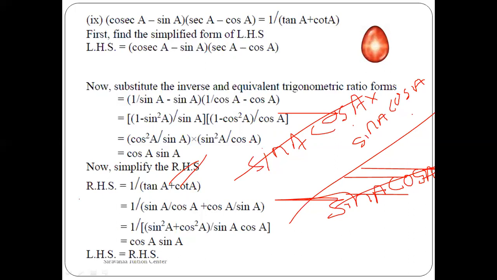Then you need to simplify RHS. RHS is 1 by (tan A + cot A). Tan A is sin by cos and cot A is cos by sin. So they have written it in the simplified form. Then they have taken the denominator as common, like (sin²A + cos²A) by sin A cos A. And the sin A cos A is taken to the numerator, and the denominator has sin²A + cos²A. You know this identity, sin²A + cos²A equals 1. Hence, it is cos A sin A. LHS equals RHS. Hence, proved.